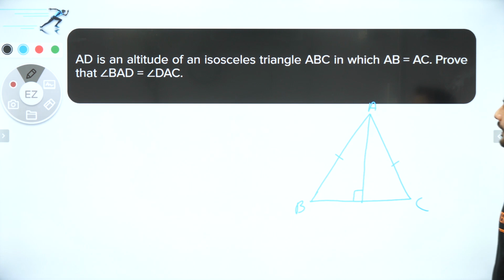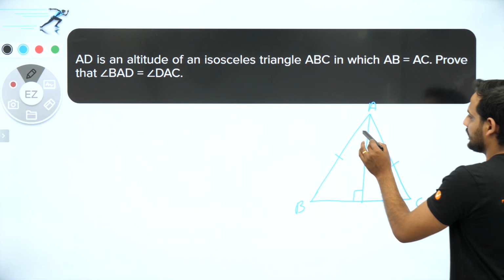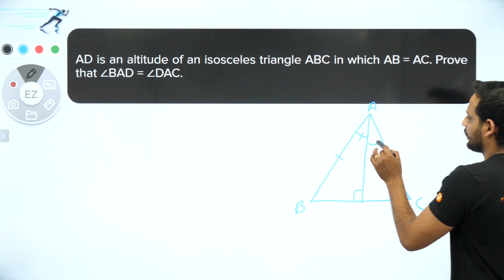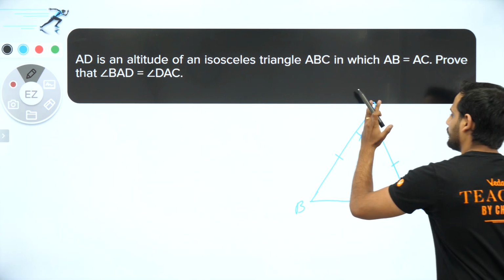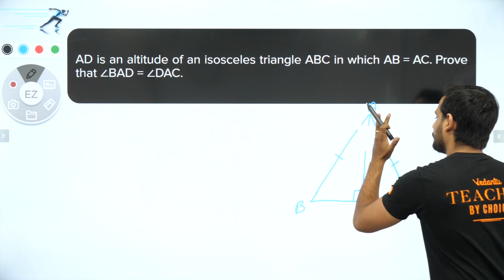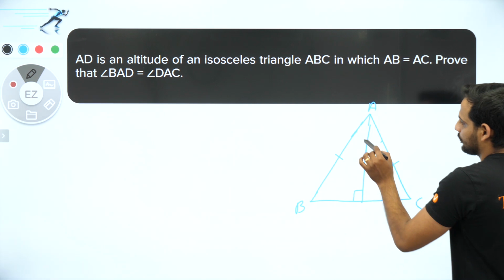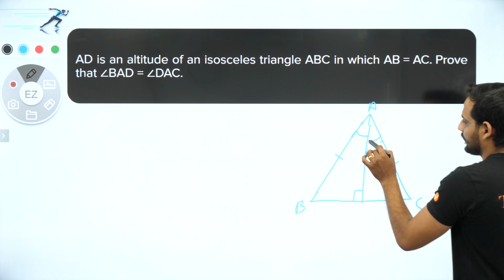AB is... prove that angle BAD, this angle, is equal to this angle. This we have to prove. Okay sir, let's not write it right now because it is not proved yet. So these two things we have to prove equal. Keep this thing in your mind.